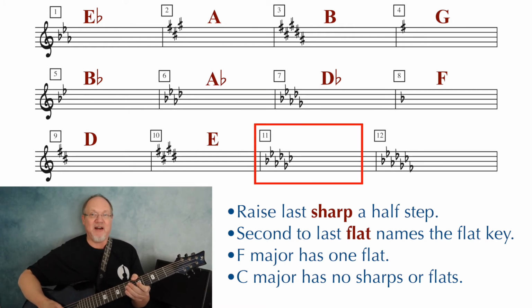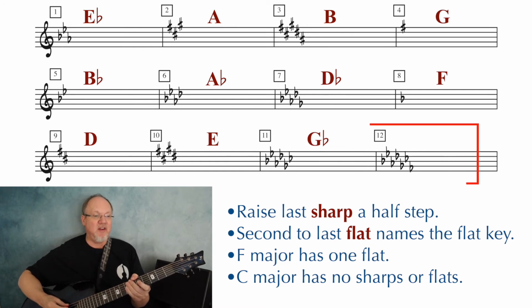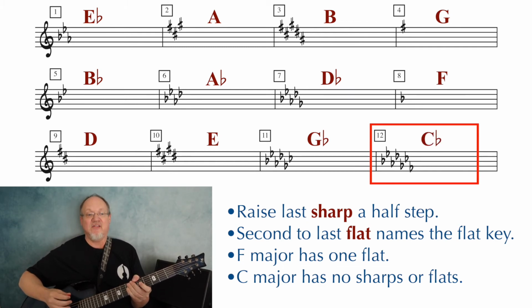Number 11, lots of flats in this one, but we only have to look at the second to last flat to name the key. The second to last flat is a G flat, so we are in the key of G flat major. And then number 12, all the flats you could possibly have, but the second to last flat is a C flat, so number 12 is in the key of C flat major.